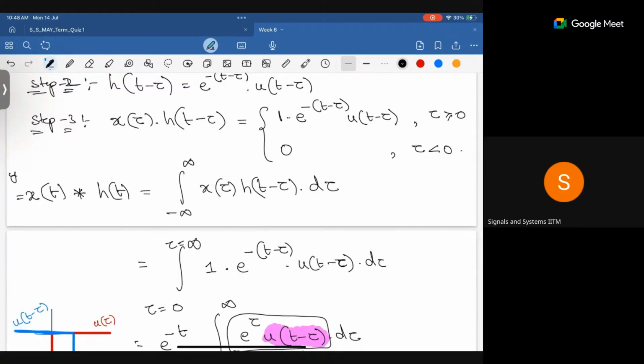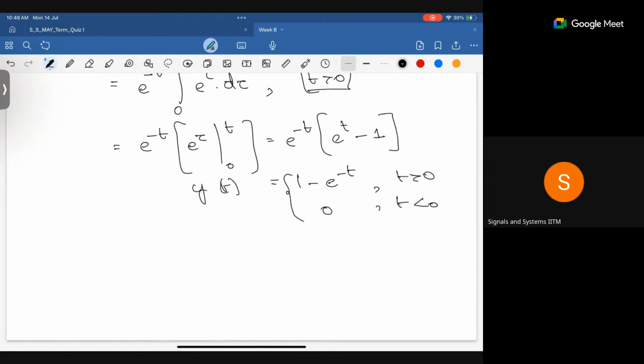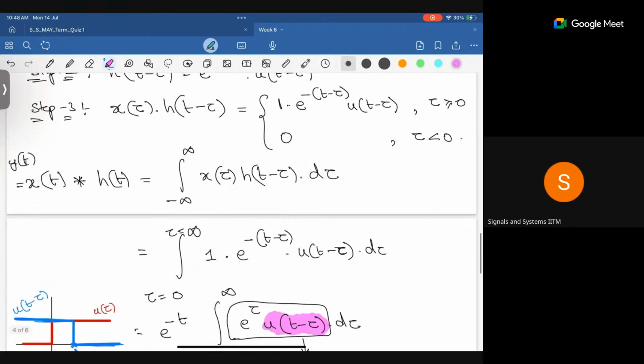This is our output y of t. Right, so our output y of t is like this, and I can combine this by using u of t. I can write this as 1 minus e power minus t into u of t, so that u of t will take care of the t greater than 0, t less than 0 cases. So this will be the response to u of t, where my impulse response is given to be e power minus t u of t.